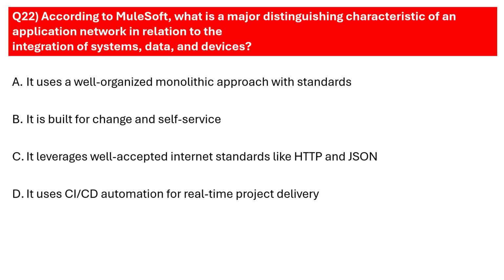Q22. According to MuleSoft, what is a major distinguishing characteristic of an application network in relation to the integration of systems, data, and devices? A. It uses a well-organized monolithic approach with standards. B. It is built for change and self-service. C. It leverages well-accepted internet standards like HTTP and JSON. D. It uses CI/CD automation for real-time project delivery.